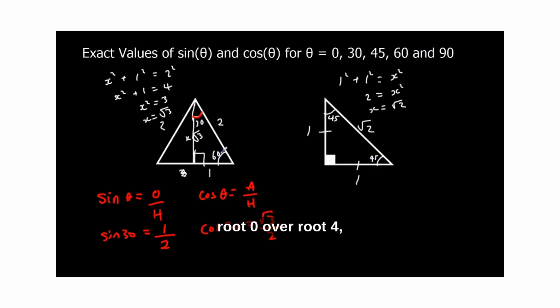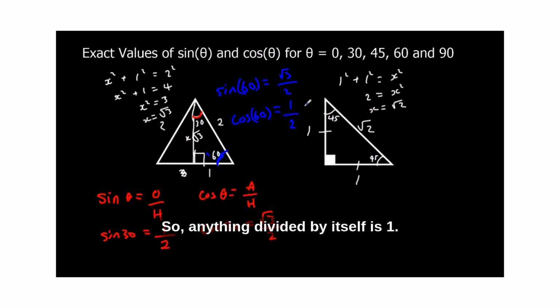To do 60, we look at this angle instead. So sine 60 equals opposite over hypotenuse. Opposite is now root 3, hypotenuse is 2. And cos 60 is adjacent, so the adjacent one is now 1, over hypotenuse, which is 2. So here we've got the values of sine 30, cos 30, sine 60 and cos 60.